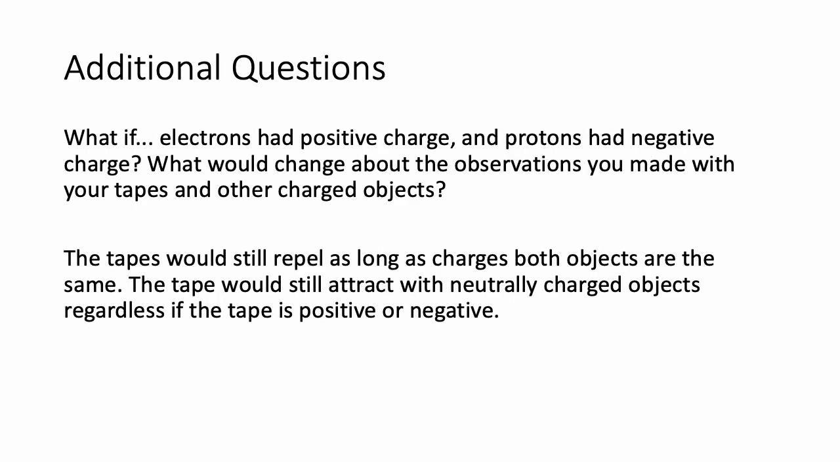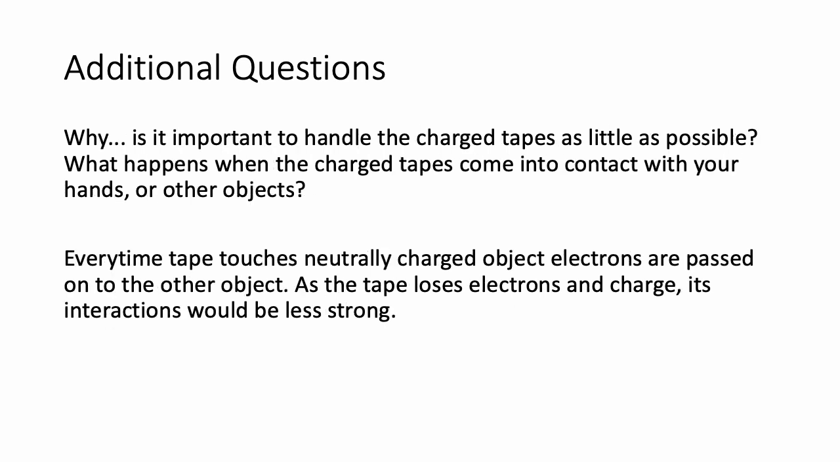Some additional questions. What if electrons had positive charge and protons had negative charge? What would change with the observations you made with your tapes and other charged objects? Well, even if they were flipped, the tapes would still repel as long as the charges of both objects are the same. So even if both the tapes were positively charged, the same thing would happen, right? They would go away from each other. And with neutrally charged objects like a water bottle or some other objects, they would still attract, because regardless of whether the tape is positive or negative, it would attract neutral objects.